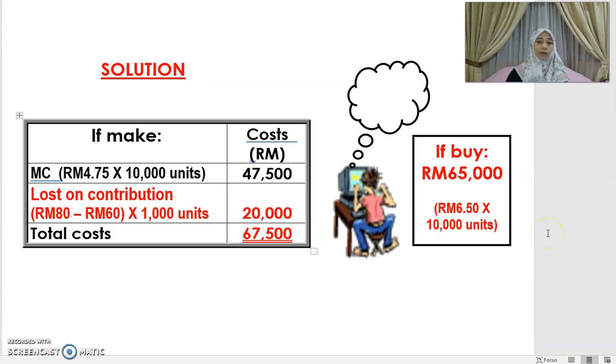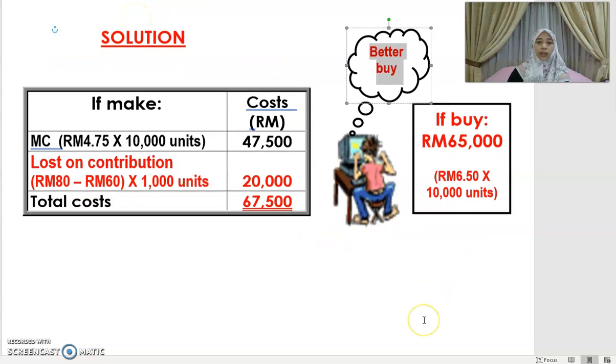If you are talking about the cost, then you will take the lowest. So 67,500 compared with your 65,000. So your decision will be to buy the component ABC. Okay, so with that, I thank you.